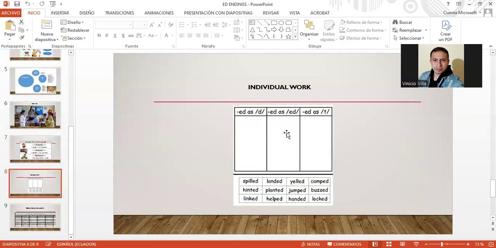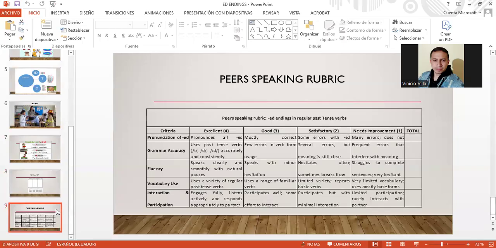Next, they have to work individually. Obviously, the teacher is going to say each word aloud. For example, spilled. They may think, oh yes, it's in this column or in this column. They have to write it in the correct column. Finally, they work in pairs, where with a rubric I am going to check the participation of each one of them, and that's all.